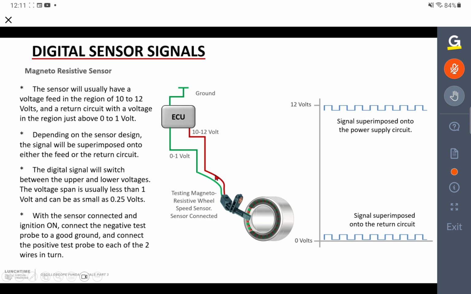If you get the signal on the power supply wire, that's great, you've got your signal. If you don't get the signal but you've got 12 volts there, then you should get the signal on the ground circuit wire. Obviously, if you've got it on neither wire, then we've got a problem either with the wiring or with the sensor itself. So usual checks: check for the ground circuit, check for the power supply circuit.